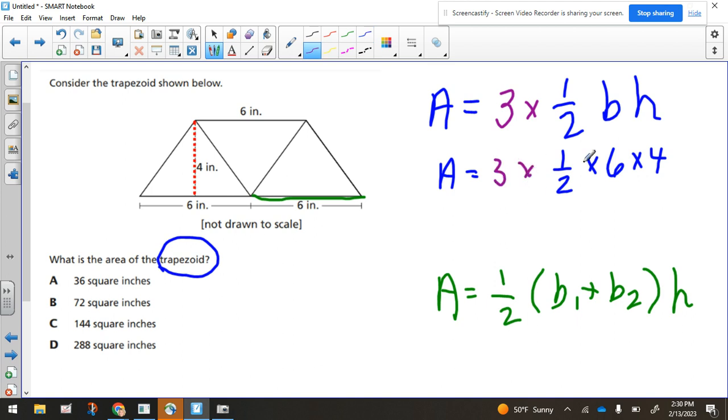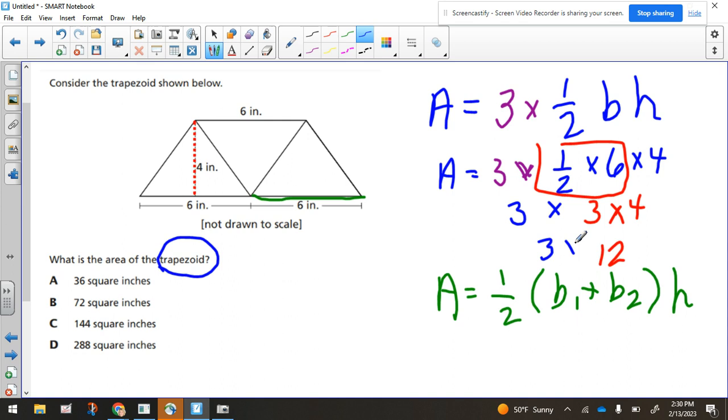Now, if we go ahead and find the area of one of the triangles, we might find half of 6, which is 3, and then bring down the times 4. And one of the triangles would be 12. But remember, we have 3 of those. So if you multiply 3 times 12 and finish that up, that would give you the area of the entire trapezoid.